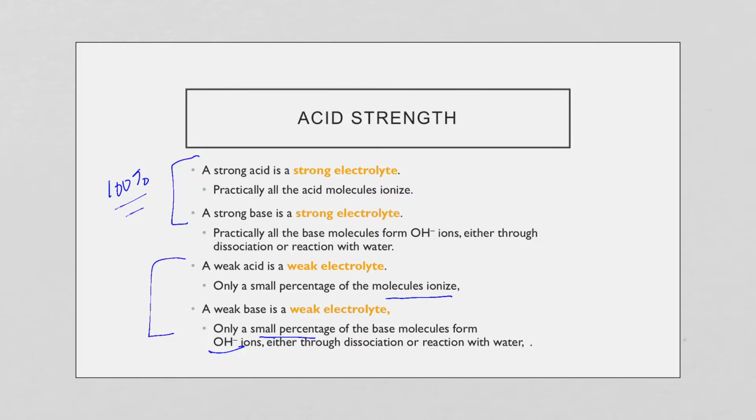Less than 10% is probably a reasonable ionization percentage. It's going to be a small percentage, maybe down to a percent or two. So you're not going to see acids and bases that are 60% ionized, right? It's either everything or some small percentage.